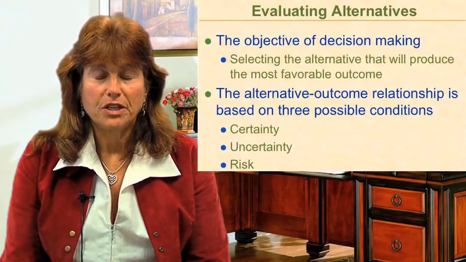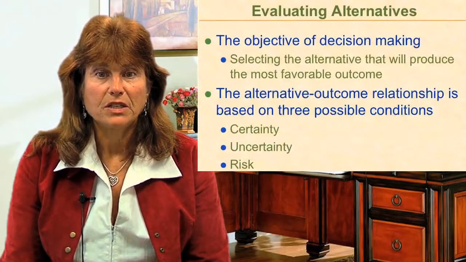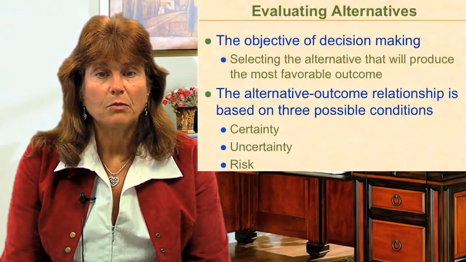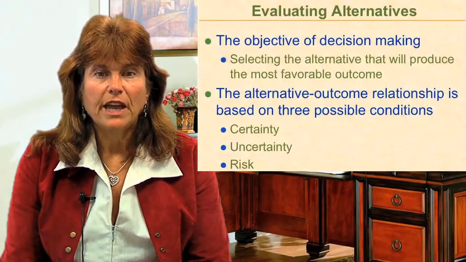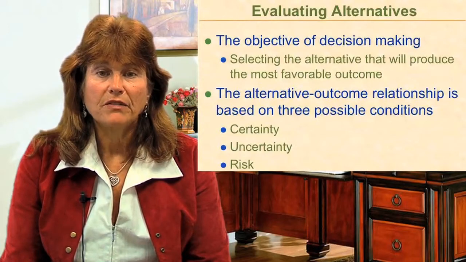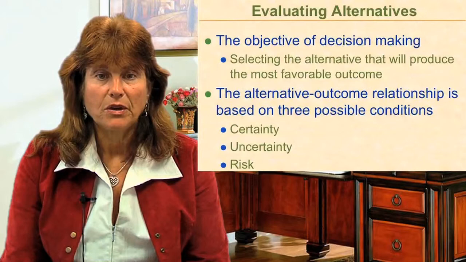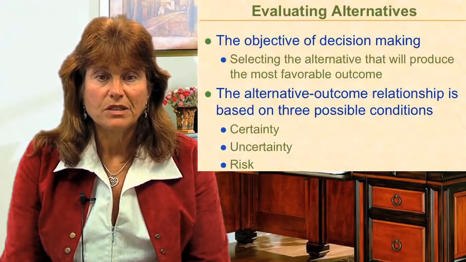When we evaluate the alternatives, we want to look at the objective of our decision-making process, and we want to select an alternative that's going to produce the most favorable outcome. And when we're looking at these outcomes, we have different conditions. How much certainty is there that the decision we make is going to be correct, how much uncertainty, and how much risk are we actually assuming in that process.